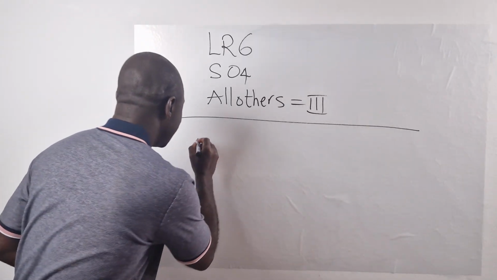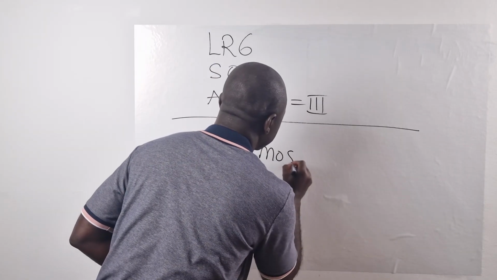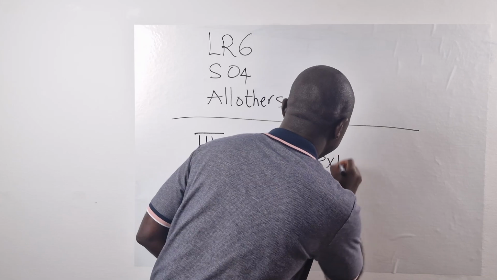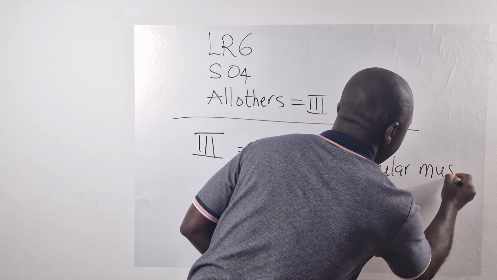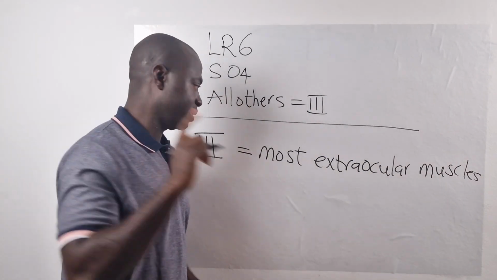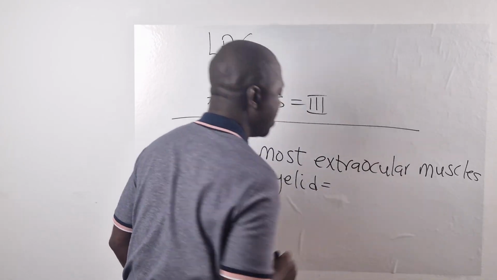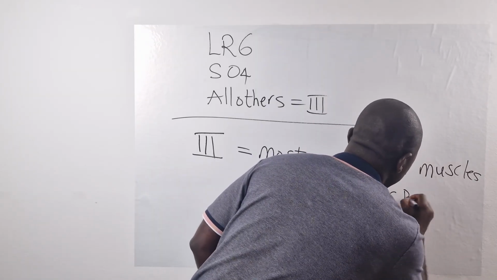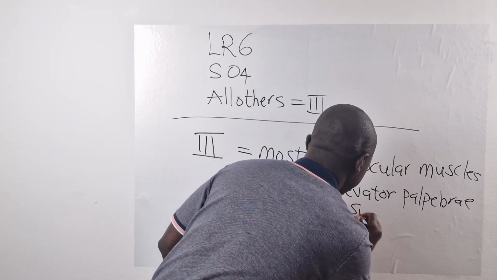So cranial nerve 3 supplies most of the extraocular muscles. So most extraocular muscles are supplied by cranial nerve 3. It also raises the eyelid, okay? So it also raises the eyelid through a muscle called the levator palpebrae superioris, okay? Palpebrae superioris.